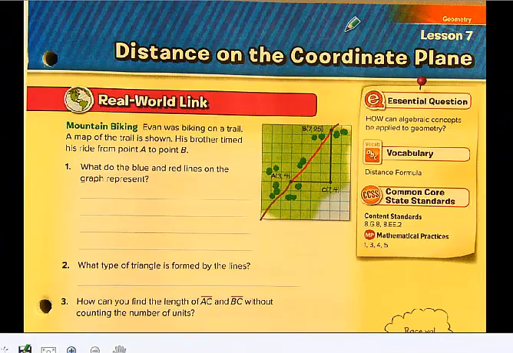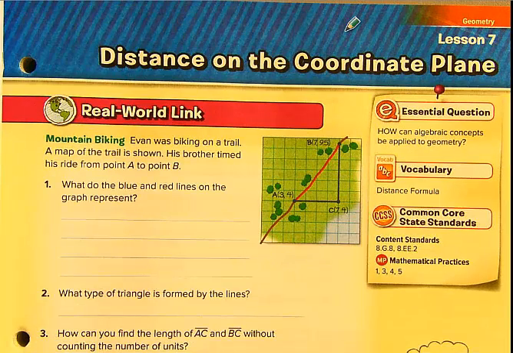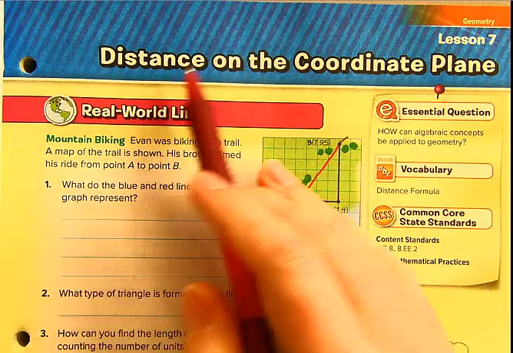Welcome back, class. Go ahead and open up your books to page 431. We're doing Chapter 5, Lesson 7, 5.7 on page 431. Open up your books. Here we go. Here we're using distance in the coordinate plane.